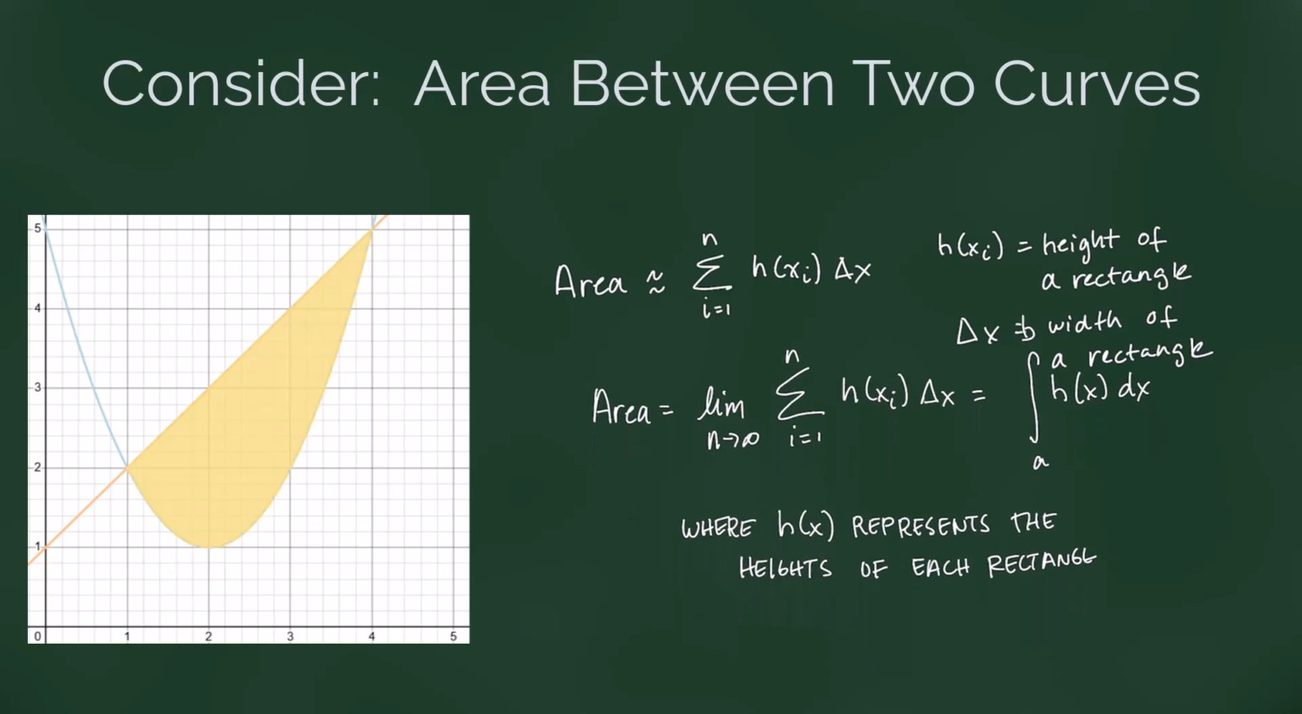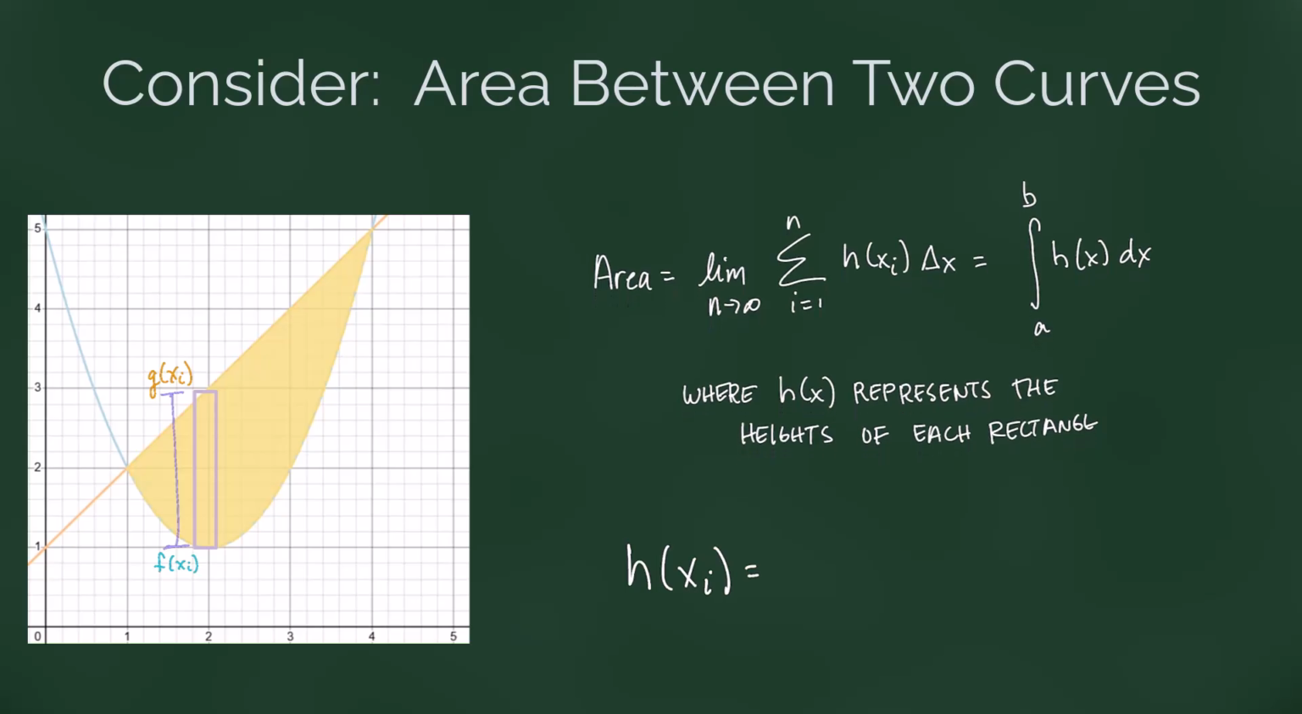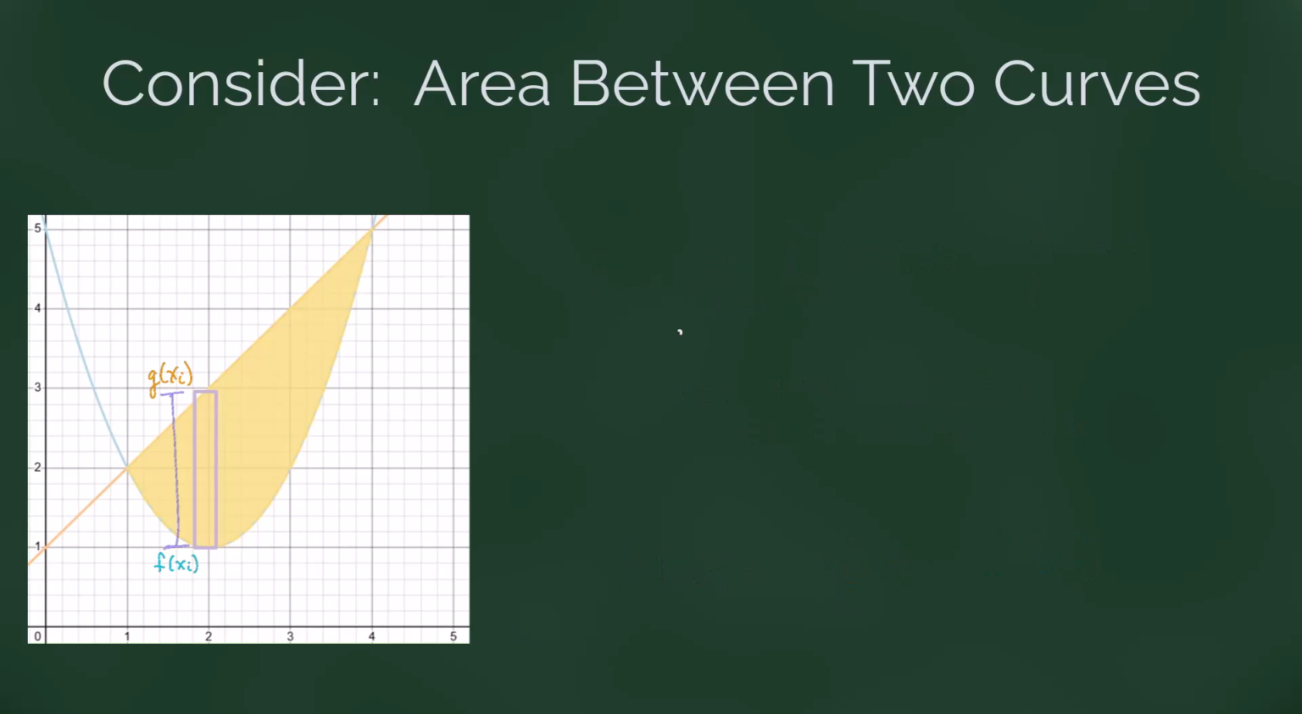If g of x represents the upper function in our graph and f of x represents the lower function, then we can see that the height of each rectangle is going to be given by g of x minus f of x. We can conclude then that our area must be exactly equal to the integral from a to b of g of x, our upper function, minus f of x, our lower function, dx, where a and b define the interval that we are looking to find the area over.